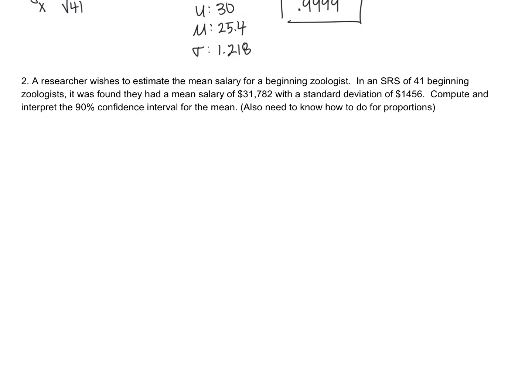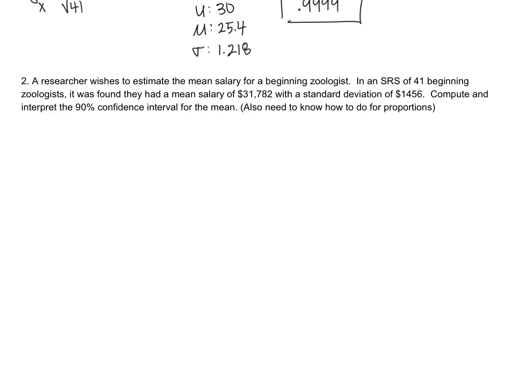Next, we have that a researcher wishes to estimate the mean salary for a beginning zoologist. In an SRS of 41 beginning zoologists, it was found that they had a mean salary of $31,782 with a standard deviation of 1,456. Compute and interpret the 90% confidence interval for the mean. So you have to know how to do a confidence interval for means. You also have to know how to do a confidence interval for proportions.